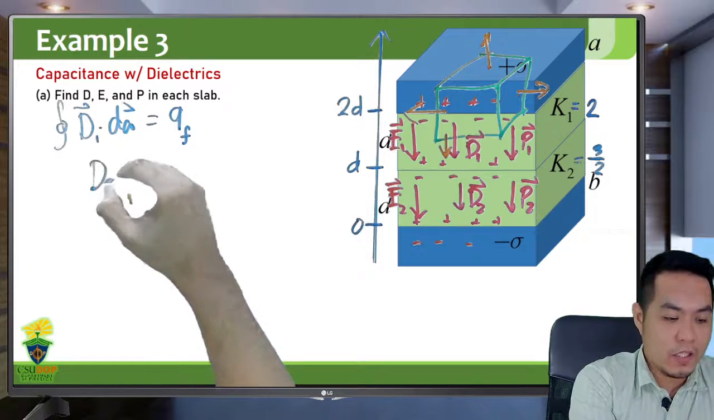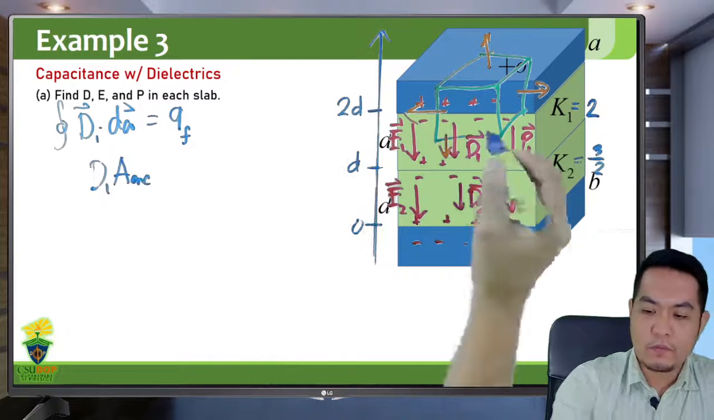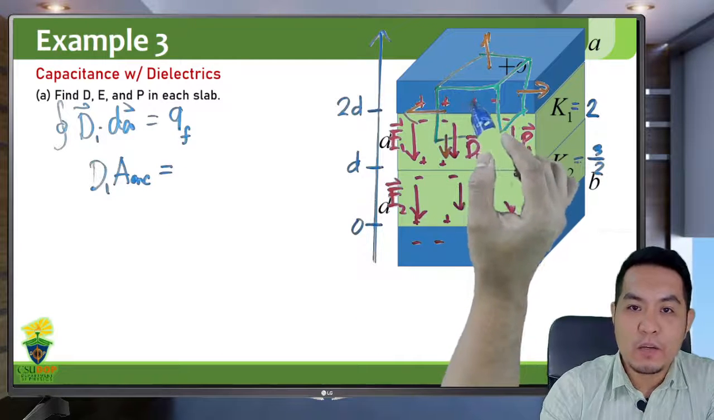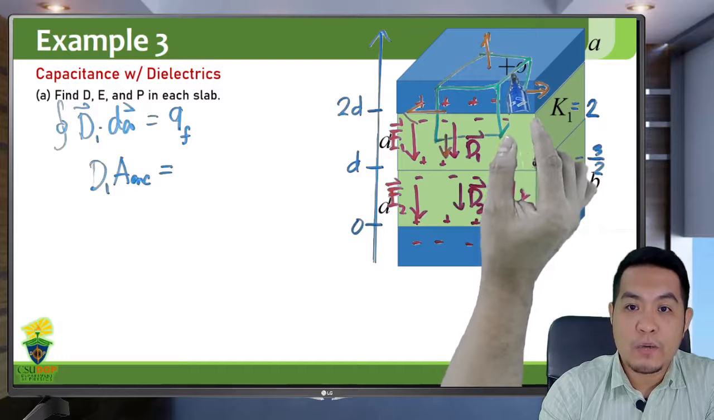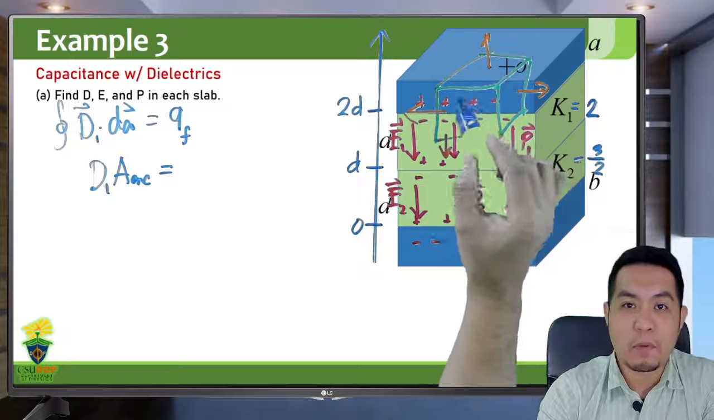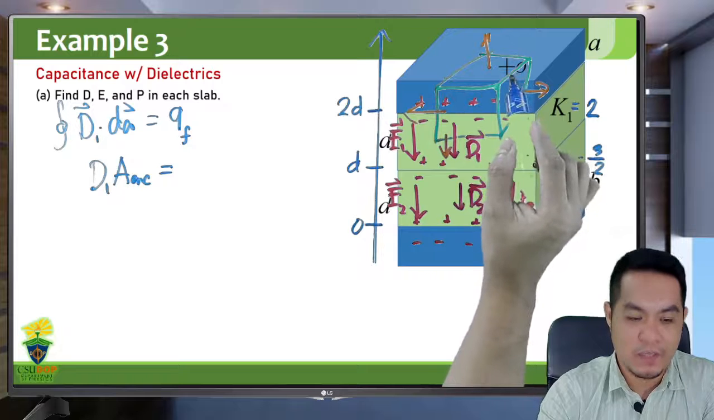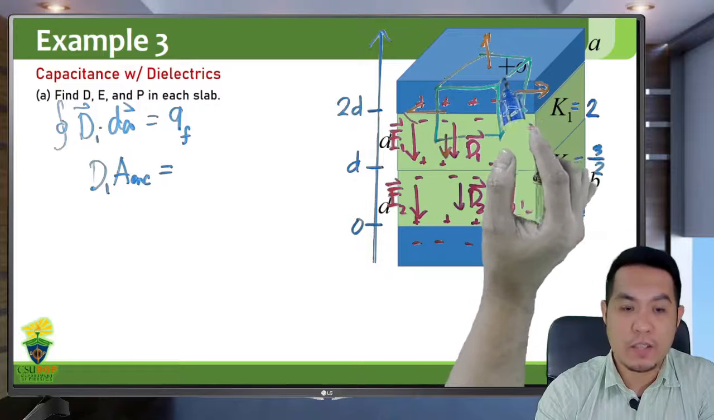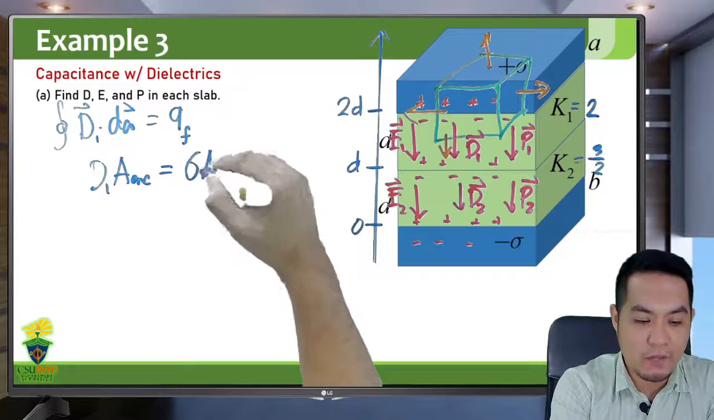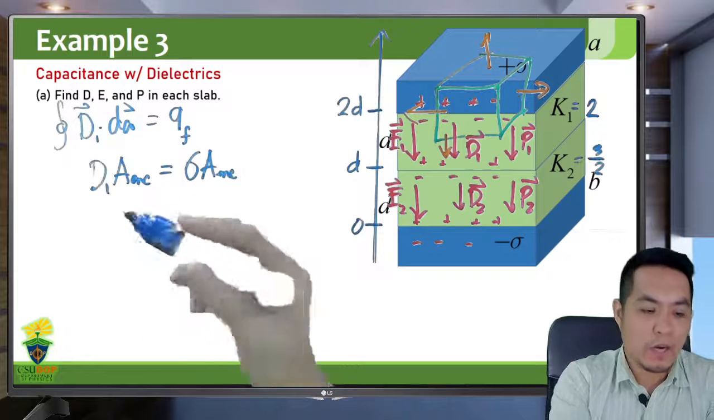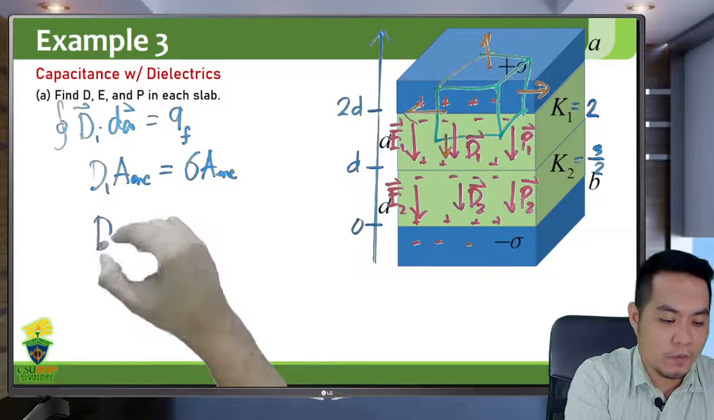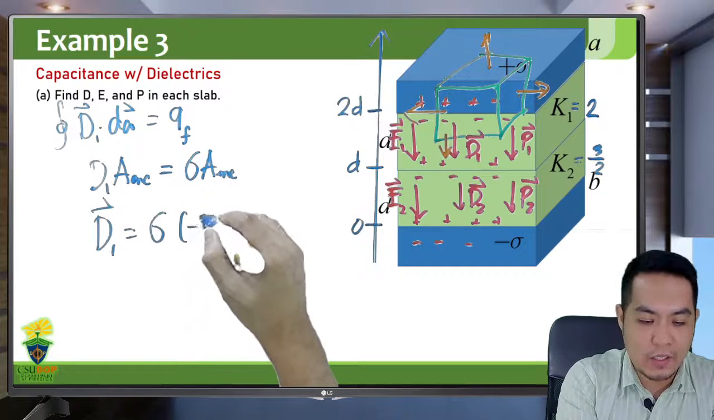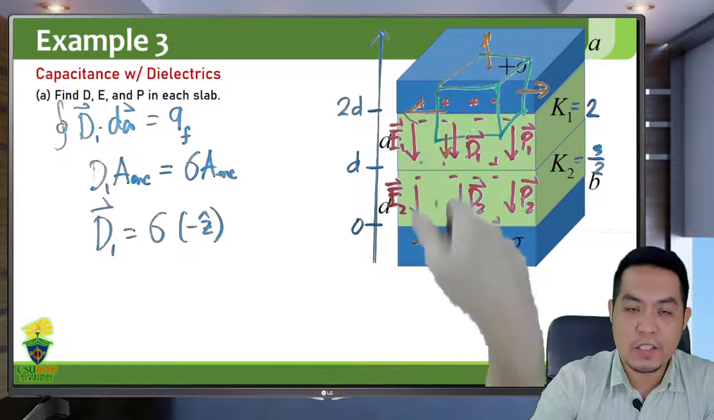So you will have just d1 times the area enclosed, lower area of the box. The free charges will just be due to the enclosed surface charges. The free charges are the ones in the upper plate, in the metal plate, so sigma. So to get the enclosed free charges, it's just sigma times the area enclosed. So divide both sides by area enclosed, you will get d1 is equal to sigma. And in terms of vector, the direction is actually negative z hat, since it's downward.